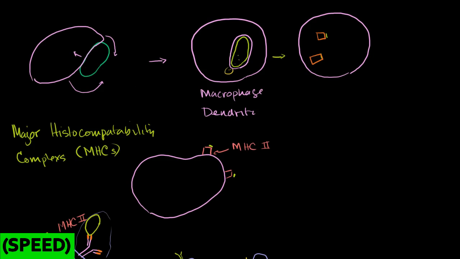So cells that do this are called professional antigen presenting cells. Professional. This is what they do for a living. Although they do other things, as we've seen. The phagocytes eat things. The B cells generate antibodies or memories so that they can later be activated to generate antibodies. But these are called professional antigen presenting cells.